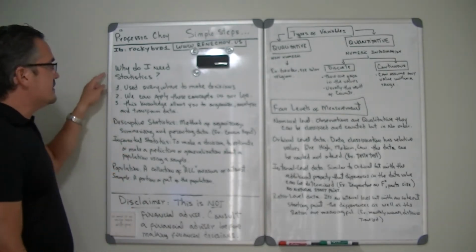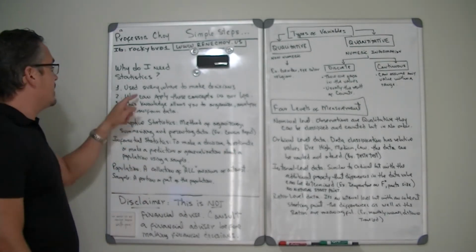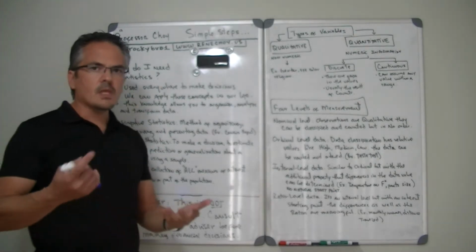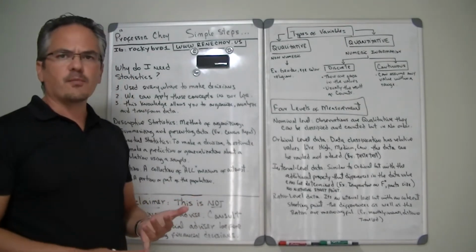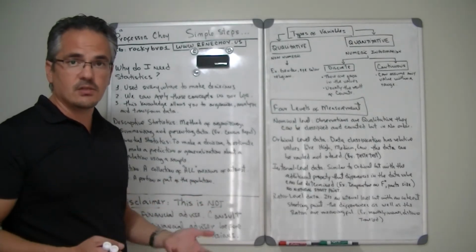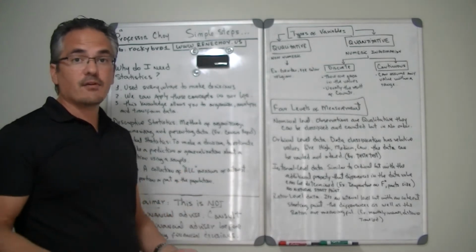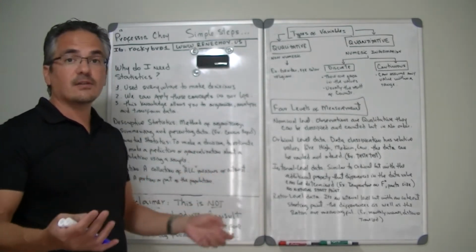Why do we need statistics? Well, the biggest reason is because we use it everywhere in order to make decisions. The quote that you get from your insurance company is a statistical decision. They basically look at the probability that you're going to have a crash based on all these factors.